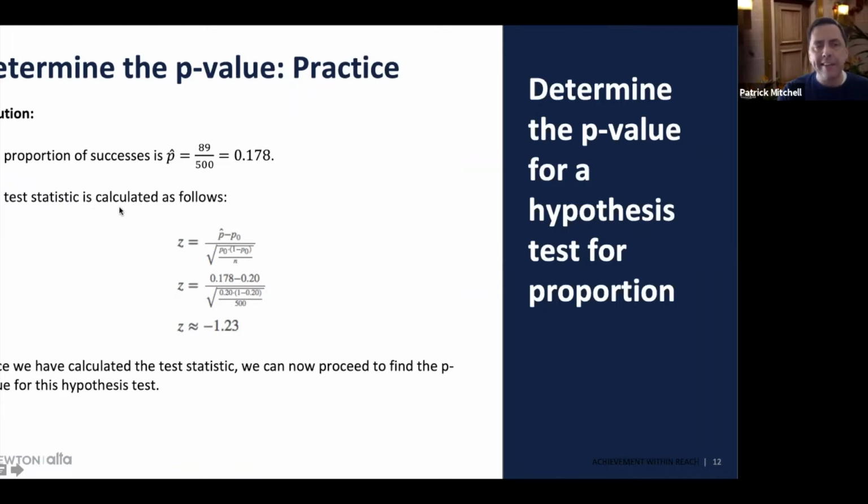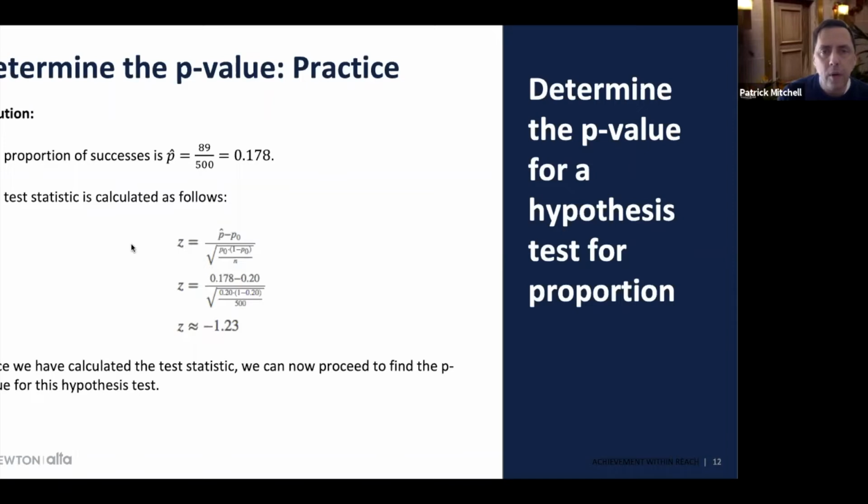And then the test statistic is calculated as follows. Now, we used this formula in the last video. However, I wrote it just a little differently. Underneath the square root, instead of writing p sub 0 times 1 minus p sub 0, I wrote p sub 0 times q sub 0. That means exactly the same thing. I didn't realize that they were going to use this version of the formula in this section.